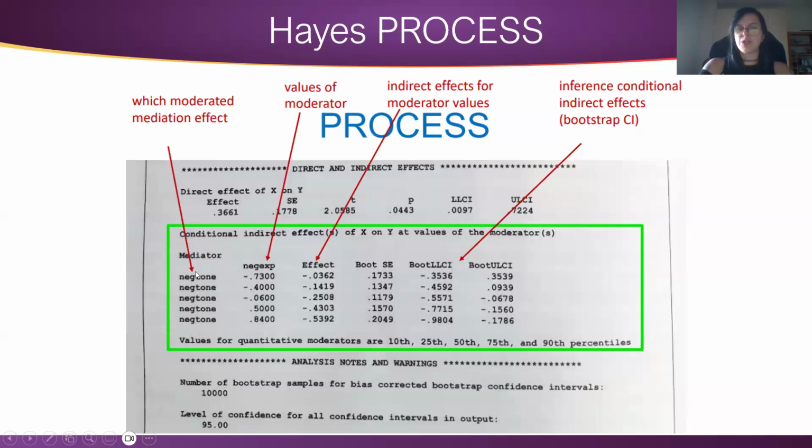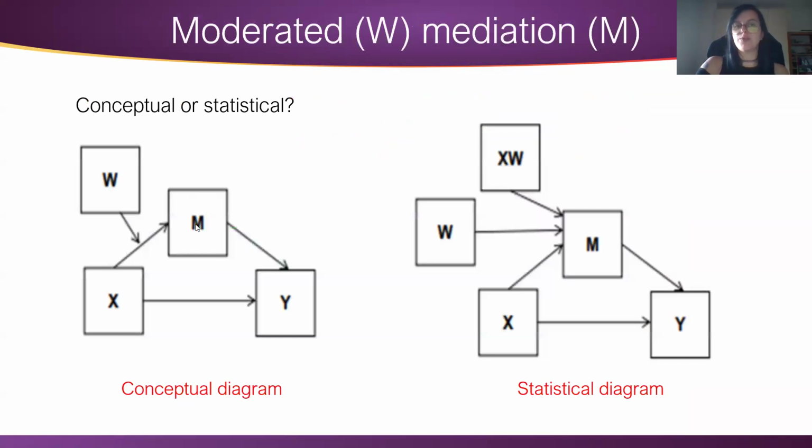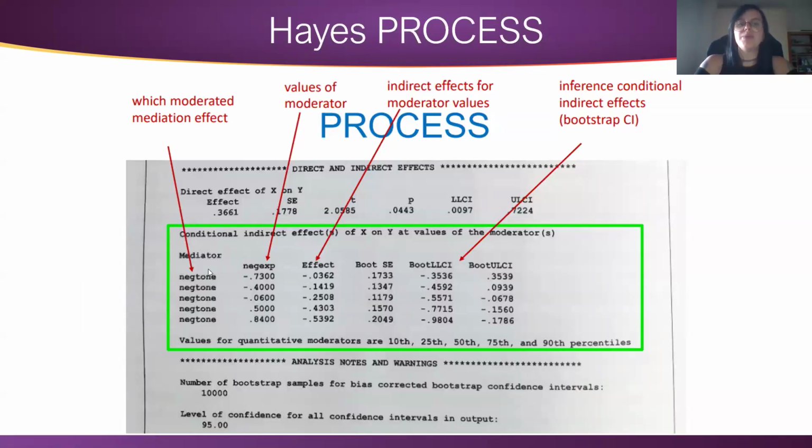First of all, in the first column here, we're going to be able to see the name of the mediator. So in our previous example, the M, the one that was in the middle of the indirect relationship. And here, the mediator is neg tone. The second column is going to be the values of the moderator. So neg experience is the moderator, and these are the values that it takes.